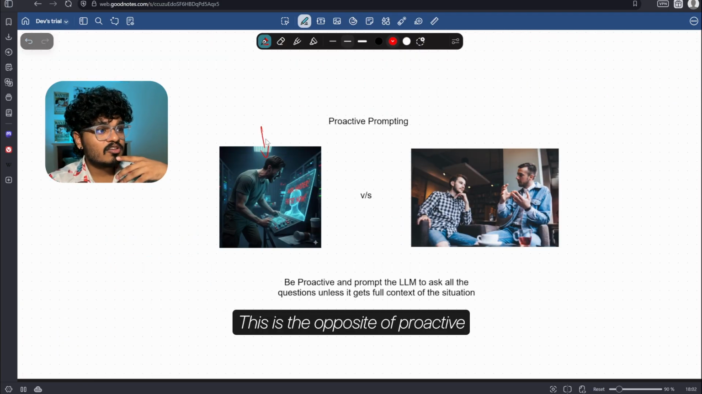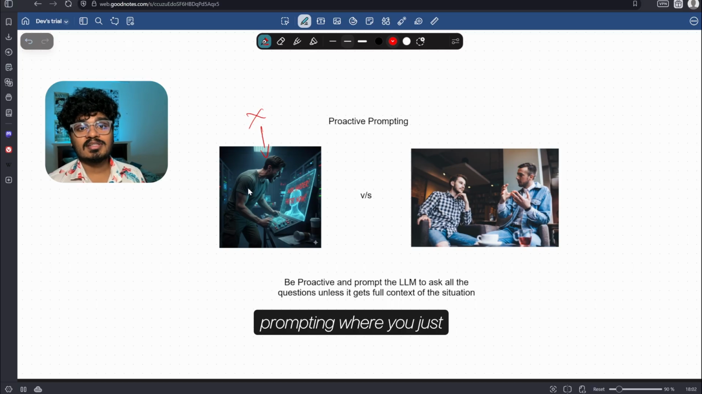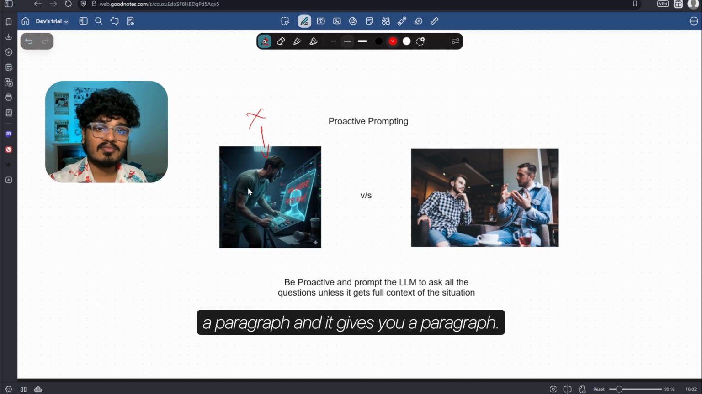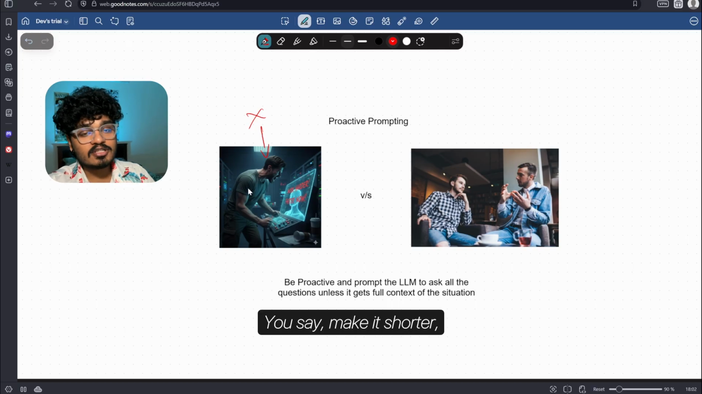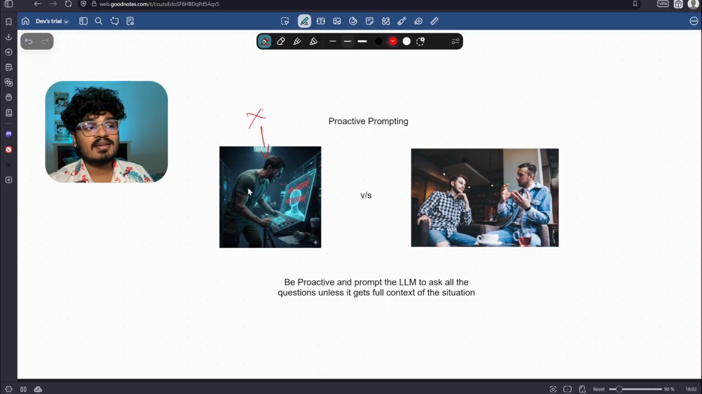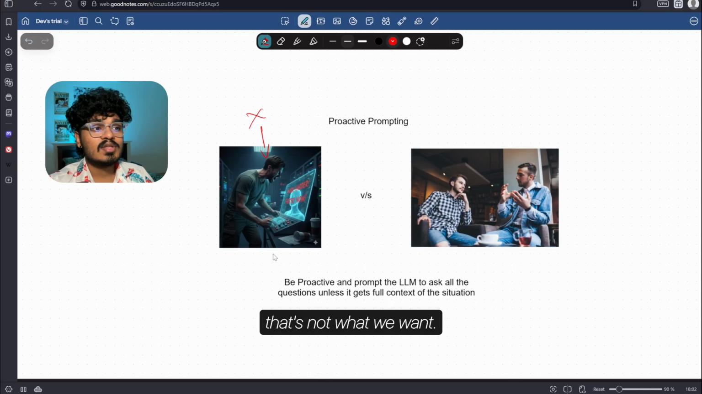This is the opposite of proactive prompting, where you just yell at LLMs. When you give it a paragraph and it gives you a paragraph, you say, make it shorter, make it this, make it that. And every time you get different answers. So that's not what we want. Let's approach it in the easiest way.